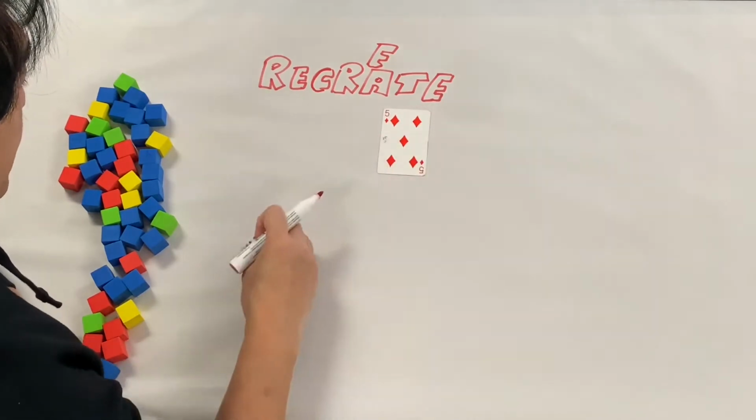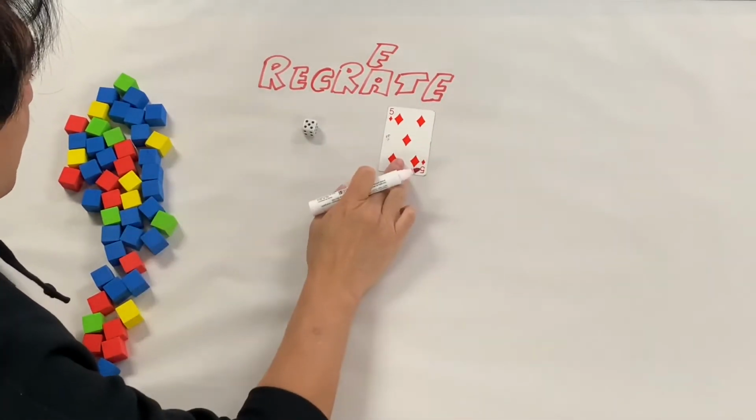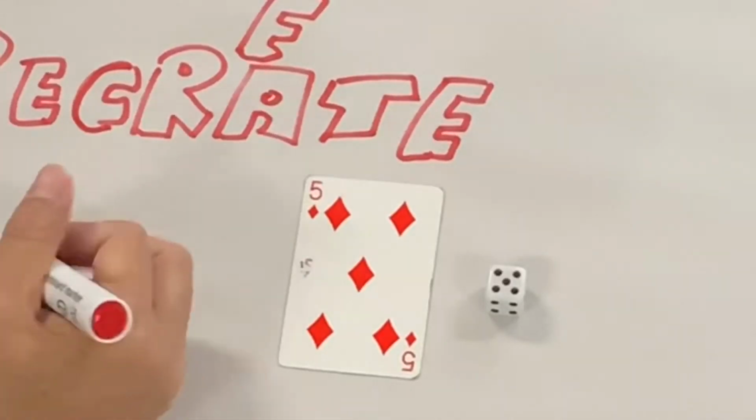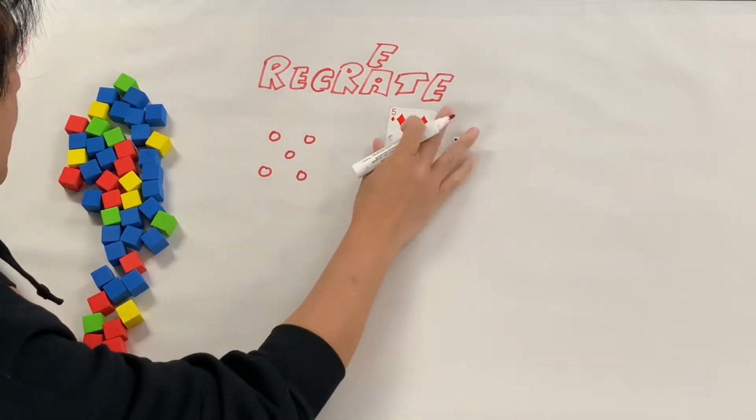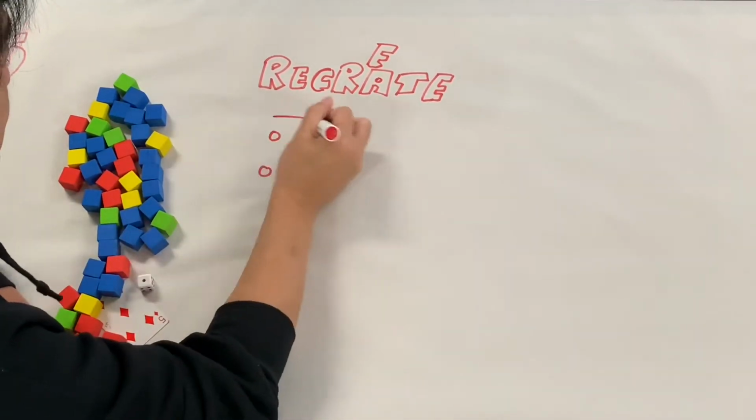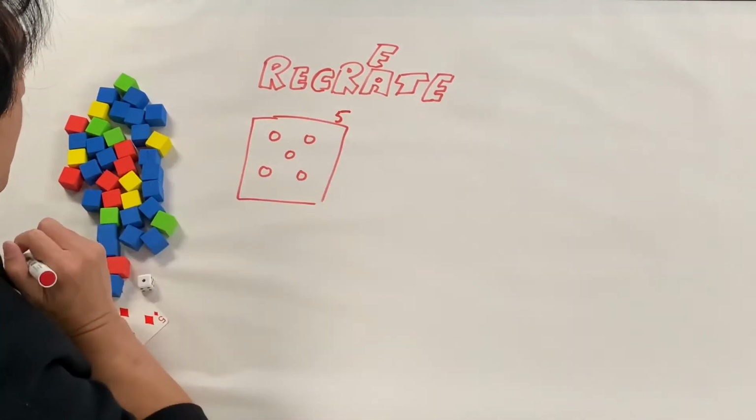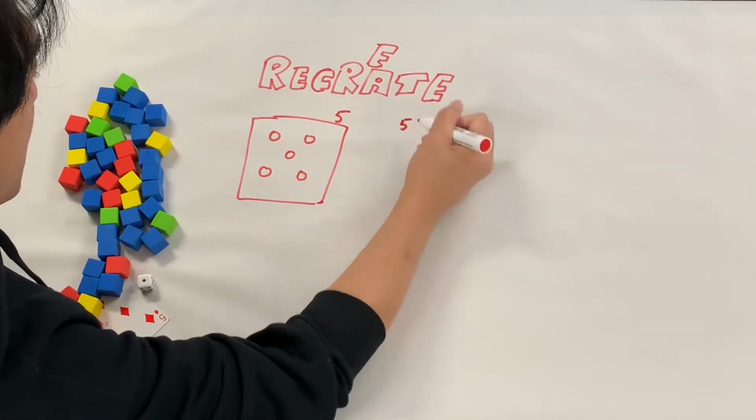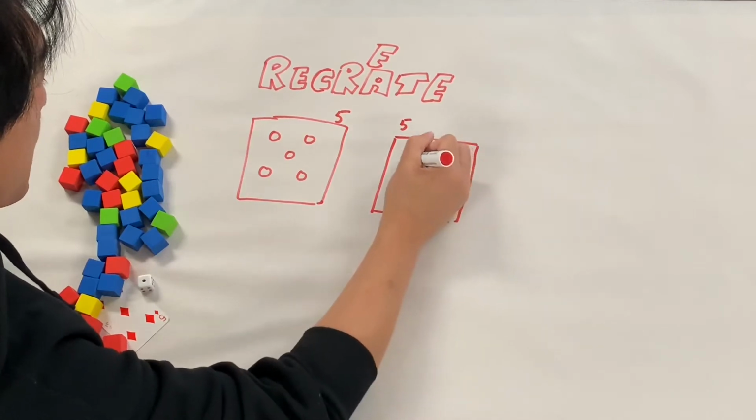For example, if I have a dice or card, 5 always looks like this. So this is a 5. How boring is that? It's always this way. So I want you to make different types of 5.